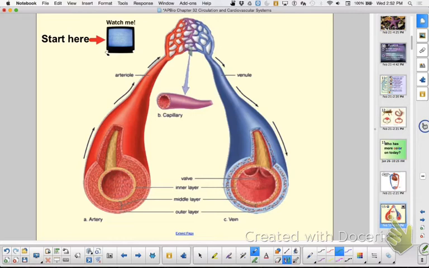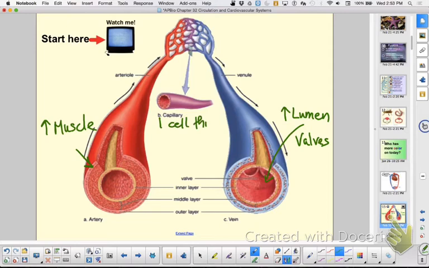So, veins have a larger lumen, and they have valves. Arteries have more muscle. And capillaries are one cell thick. What are they all about? Exchange. What's something else we could say about arteries? They're away from the heart. And veins are towards the heart.